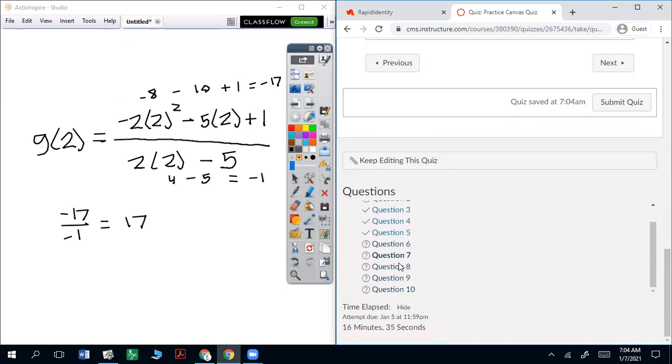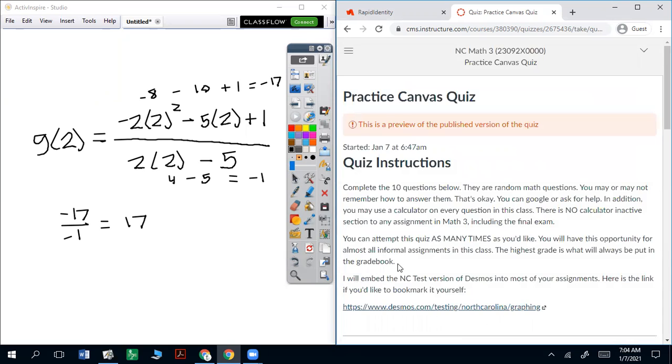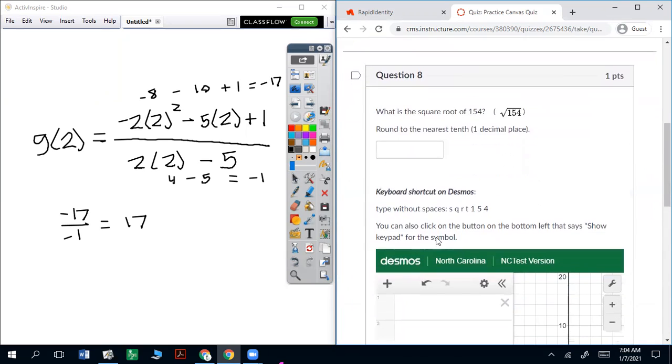All right, we're getting close to being done. Thank you for your patience. Number 8. Oh, it's the square root of 154.